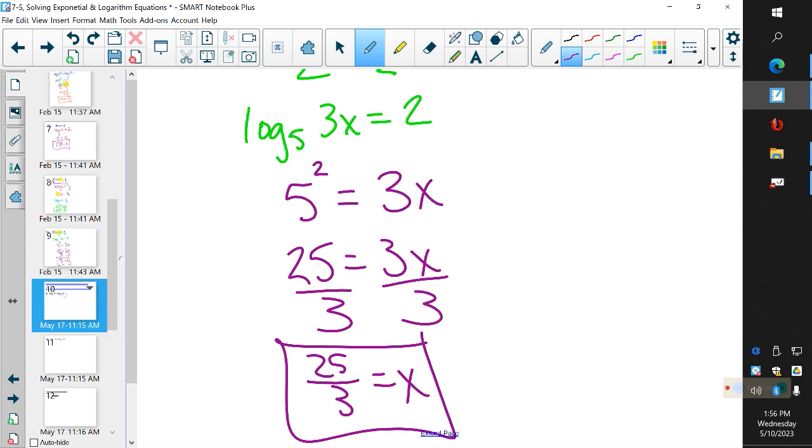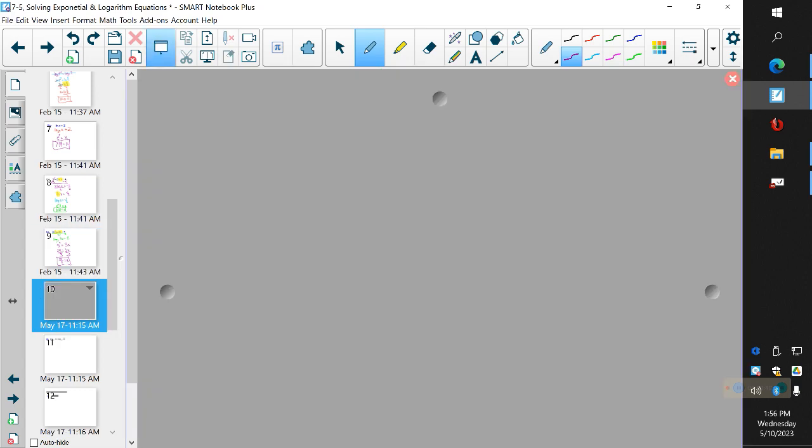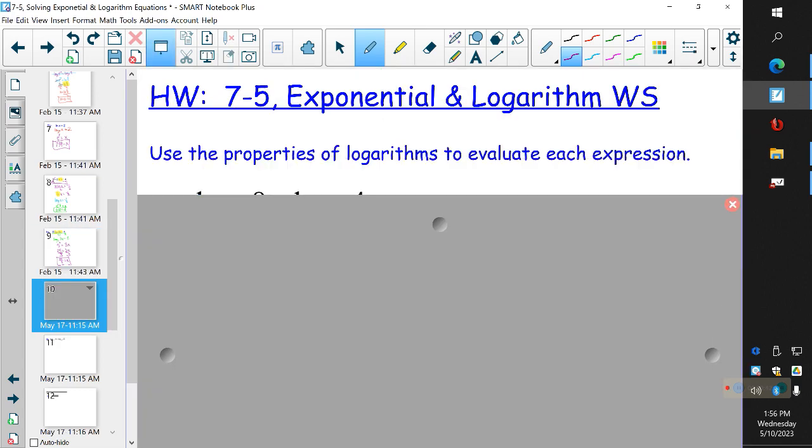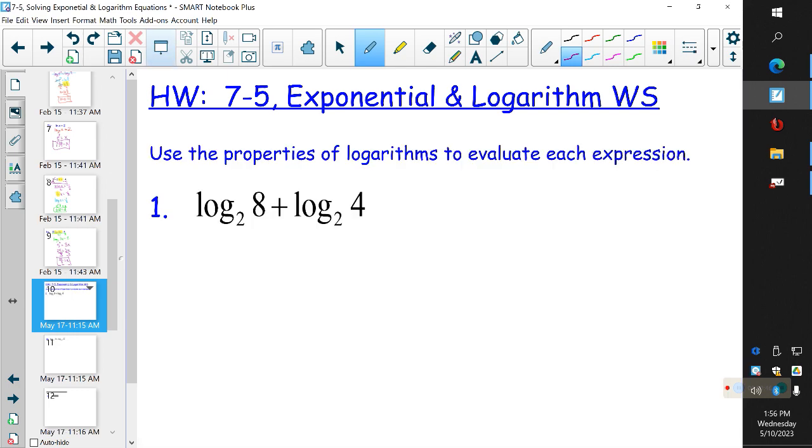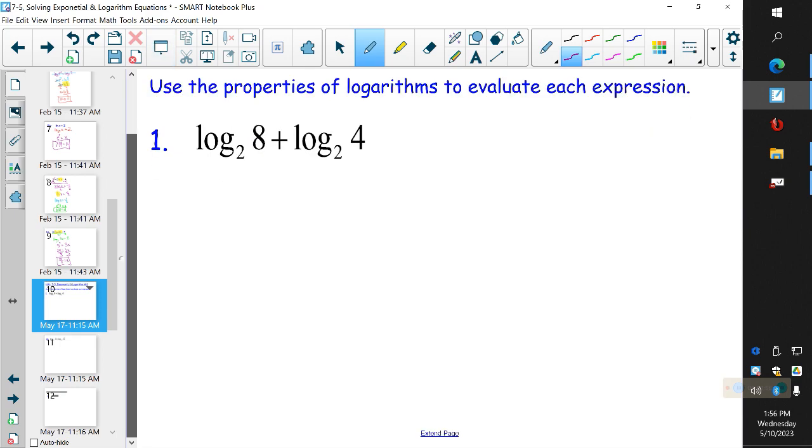Tonight's homework is going to be 7.5 worksheet 1. And we're going to go ahead and start that now. Okay? So number 1, it says use the properties of logarithms to evaluate each expression. So this is kind of what we did yesterday, so we're going to condense this, and we need to evaluate this. So how do we go about that?